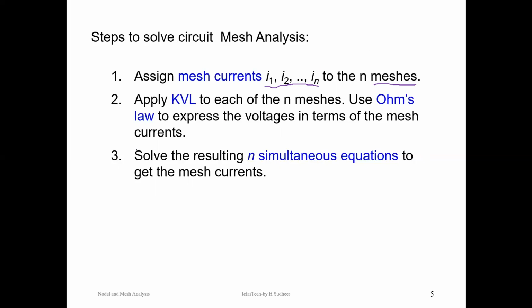Once you assign the mesh currents, apply KVL to each of the n meshes and then use Ohm's law to express the voltage in terms of mesh currents. So we should assume that only the mesh current is flowing through a particular branch, and when a current flows through a resistance, a voltage will be dropped across it. We need to represent that voltage in terms of mesh currents. So once you write the KVL equations, for n meshes you will get n simultaneous equations. If you solve the n simultaneous equations, you can find the mesh currents. Once you find the mesh currents, you can easily determine the current through any branch of a given circuit.